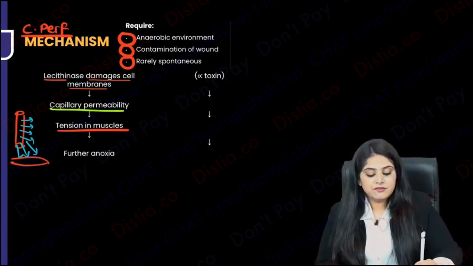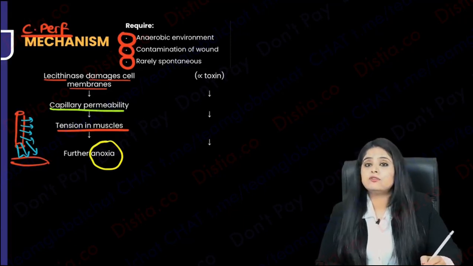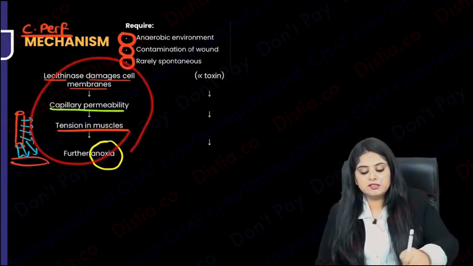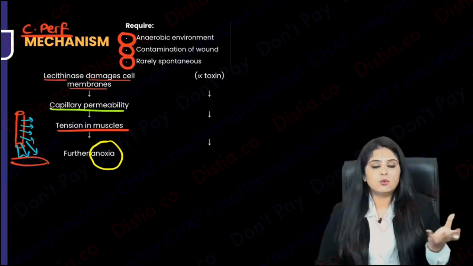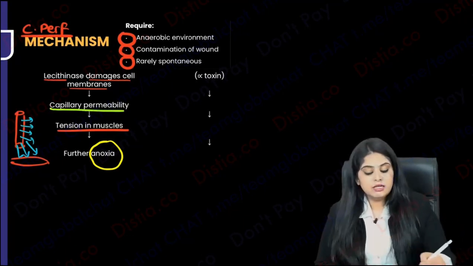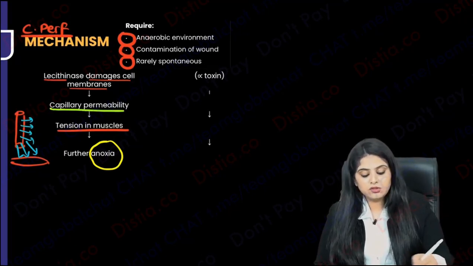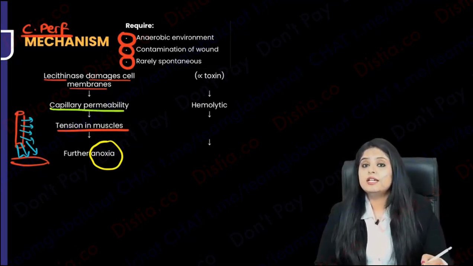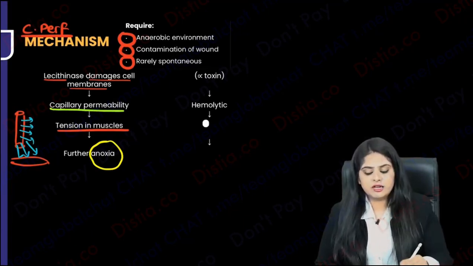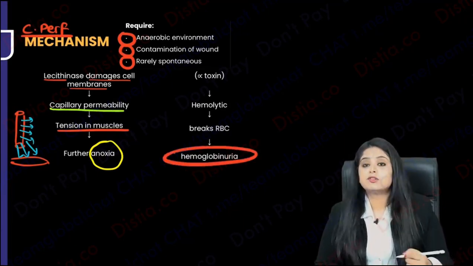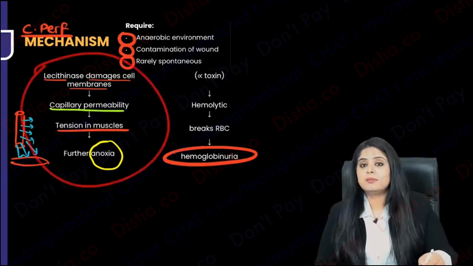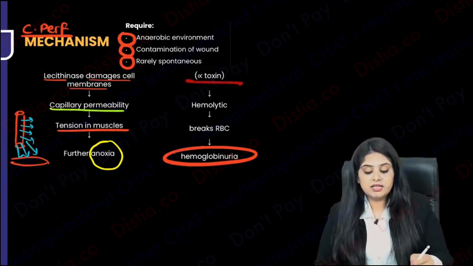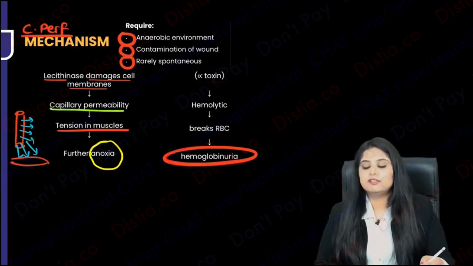Meaning the muscle goes into further anoxia, further oxygen will go down, further anaerobiosis will happen. So this entire cycle is then going to become vicious. The more the oxygen goes down, the happier the perfringens is, that, I wanted an anaerobic environment and so I have got it. Meanwhile, this alpha toxin is also going to do something very important, and that is it is hemolytic. It starts breaking the red blood cells, and hemolysis happens, so all the hemoglobin will start coming out into the urine. These patients also have hemoglobinuria. So please remember, number one, there is going to be a lot of tension on the muscle. That is also done by alpha toxin, and similarly alpha toxin can also cause hemolysis over here.